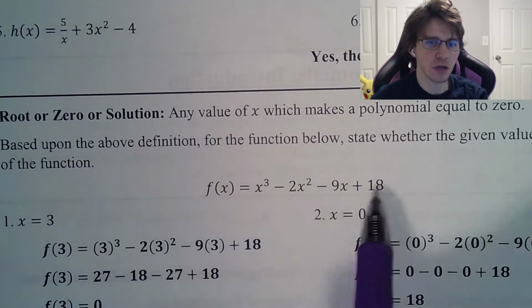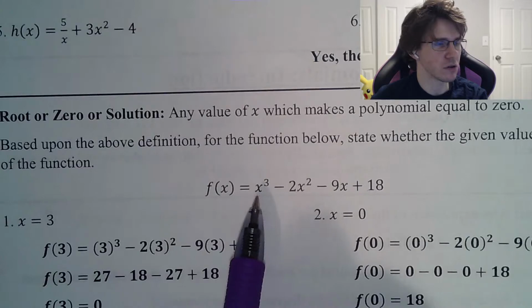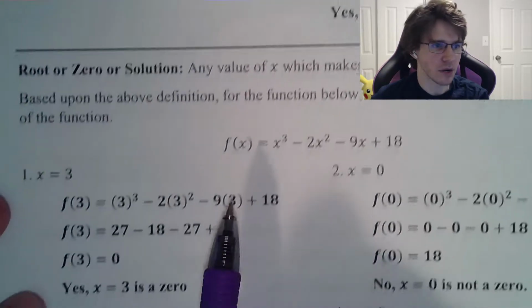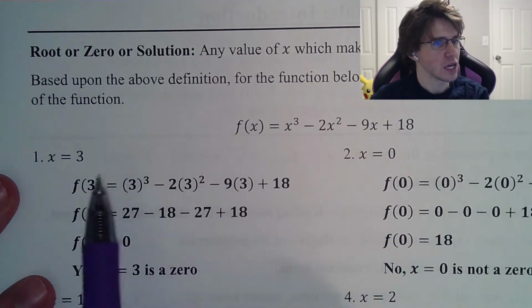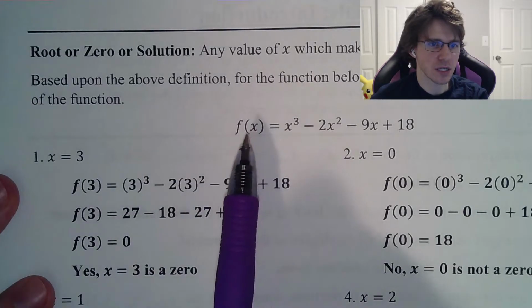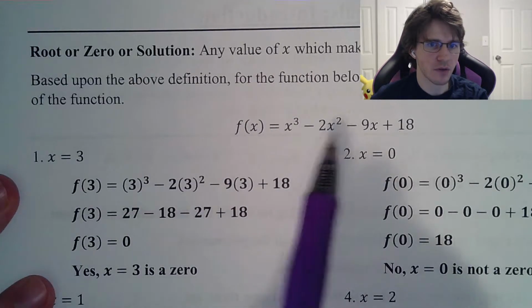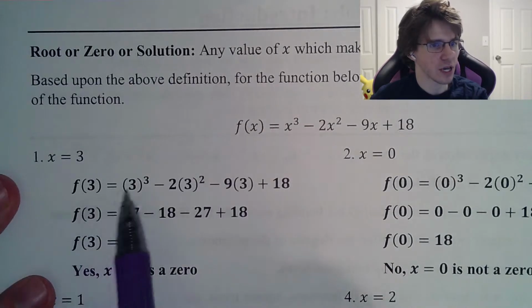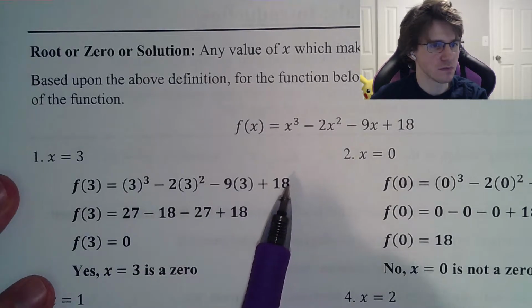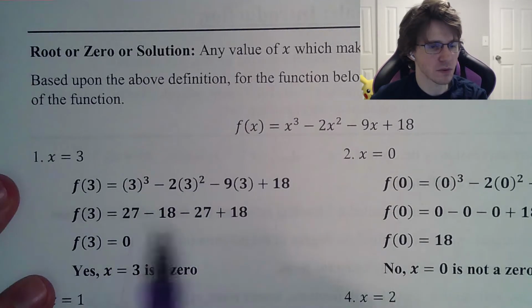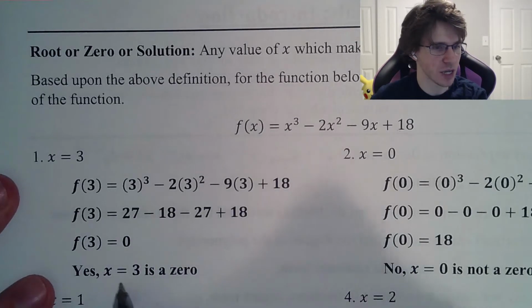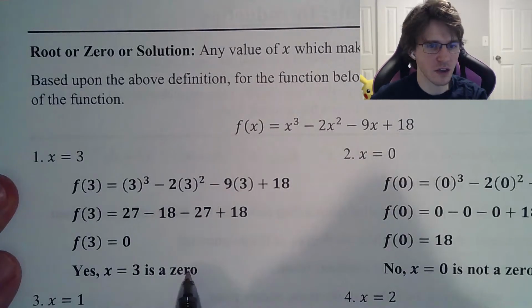So here's my function example. By the way, this is a third degree polynomial. Here we go. The leading term is x cubed. If x is equal to 3, I'm going to replace this guy with a 3, that guy with a 3, that guy with a 3, and that guy with a 3. If I replace every single one of those with a 3, and it being 27, 18, 27, subtract, I get 0. And therefore, we would say, yes, x equals 3 is a 0.